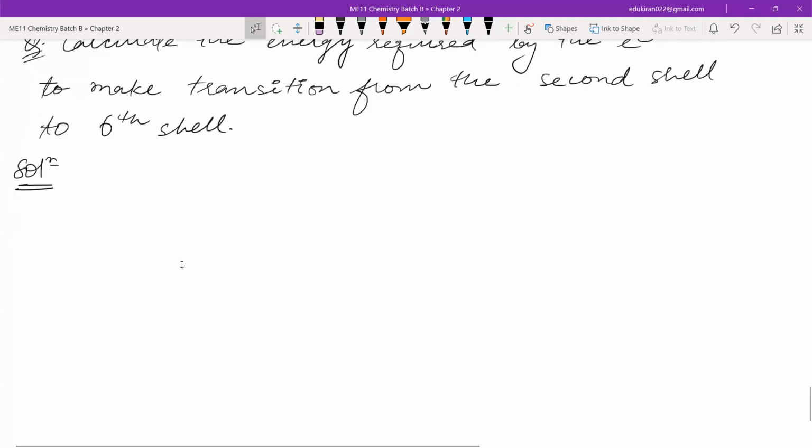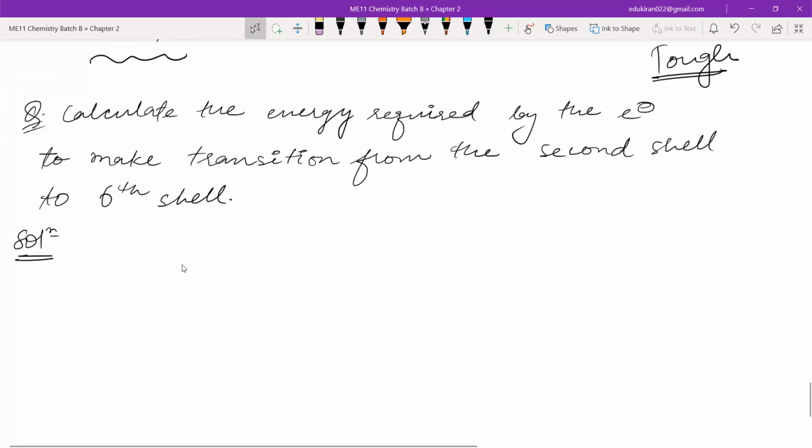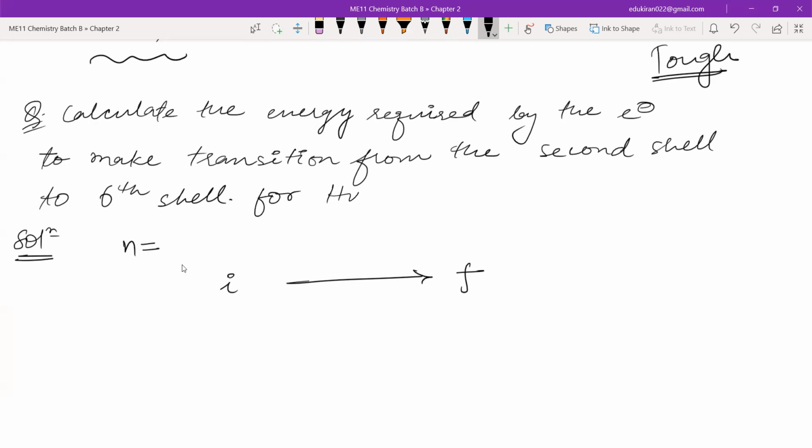So this is also very easy. What you have to do first is identify the initial stage and the final stage. So Abhinav, tell me, initially n is equal to how much? N is equal to 2. And we have to put the final stage. What is the final shell? 6, right?